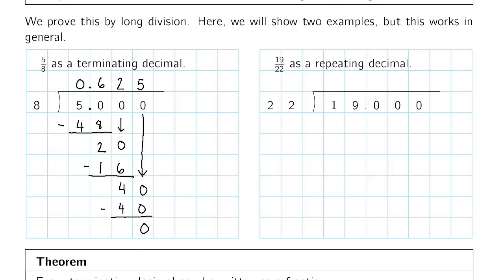So this is a terminating decimal, because as we did that decimal long division, we ended up with nothing left. So 8 can't go into this anymore. If we kept adding more digits after this decimal point, they would just all be zeros.